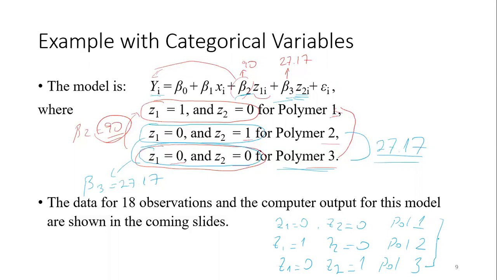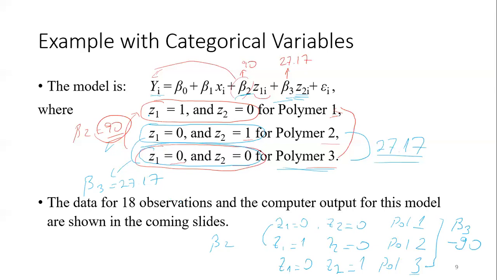So what will be the value of this one? The difference between polymer 1 and polymer 3 we know from the previous is 90, but that was the additional value of polymer 1 over polymer 3. Now we are talking about the additional value of polymer 3 over polymer 1, which will be minus 90. So beta 3 in this example will be equal to minus 90. And how about beta 2? It will show the difference between the first and the second polymer.